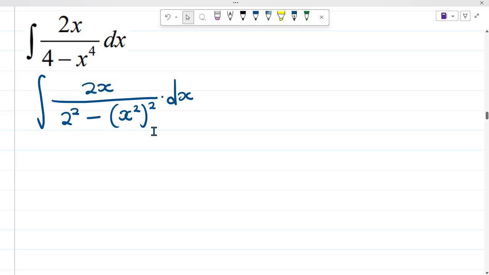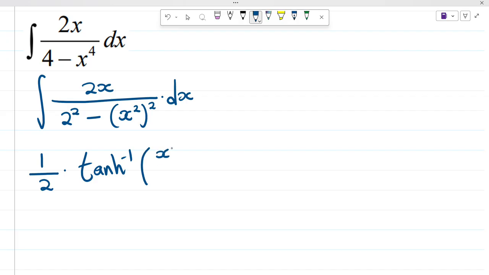Now I can conclude and write my answer, and say my answer to this integral is just 1 over a. My a is what? It is 2, multiplied by hyperbolic tan inverse of f of x. Our f of x is just x squared over 2. Then plus c. Ta-da! You have your answer.